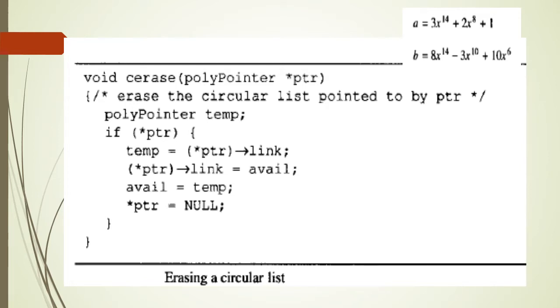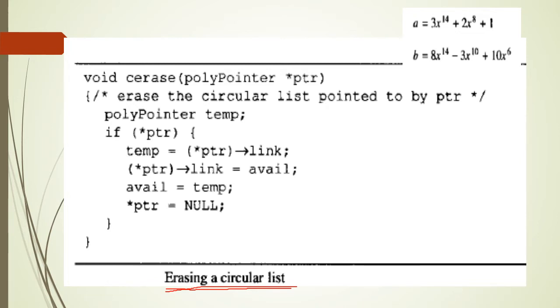Now, erasing a circular list. We'll see how to erase a circular list which contains a polynomial. You have already studied how to erase a particular node or a particular term of a polynomial stored using a normal single linked list. Here this function tells you how to delete a list which contains a polynomial stored in the form of a circular single linked list. The name of the function is erasing a circular linked list.